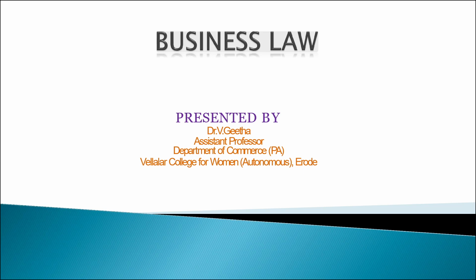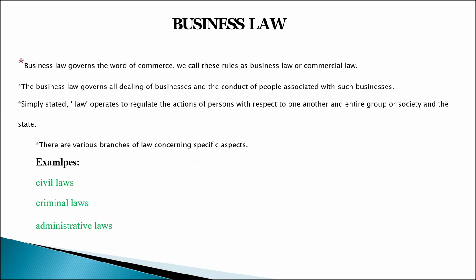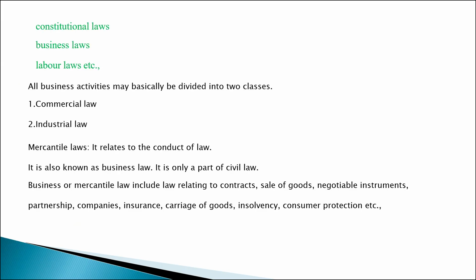Simply stated, law operates to regulate the actions of persons with respect to one another and the entire group of the social estate. There are various branches of law concerning specific aspects. For example, civil laws, criminal laws, administrative laws, constitutional laws, business laws, labor laws, etc.